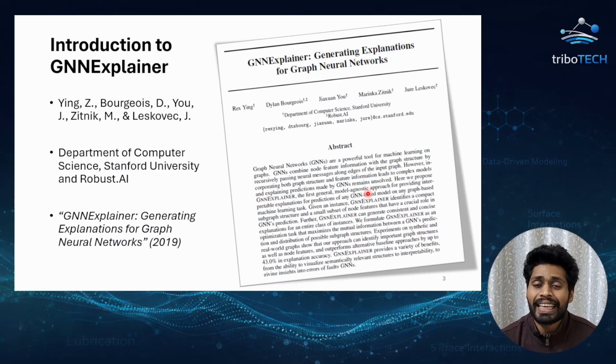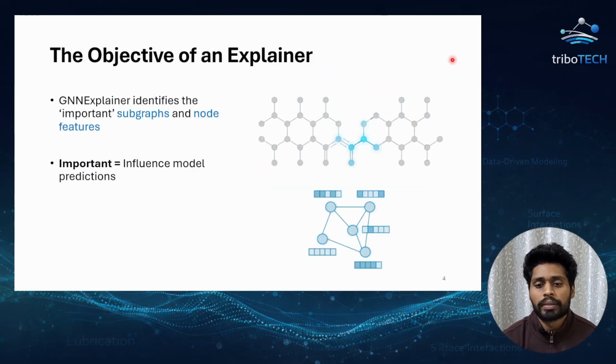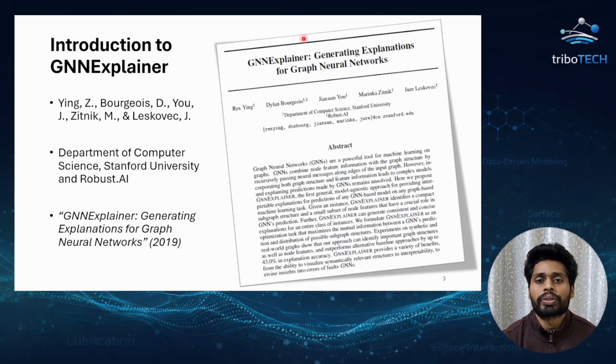We will take the example of GNN Explainer, which is a tool to understand how explainers work. This tool was invented by researchers from the Department of Computer Science at Stanford University, who are also associated with robust.ai, and they published it in the form of a research paper titled GNN Explainer: Generating Explanations for Graph Neural Networks, published in 2019. The paper is on your screen.